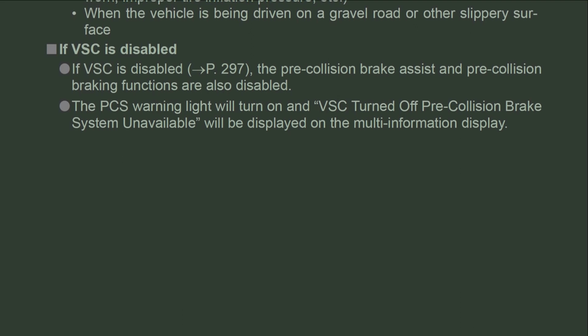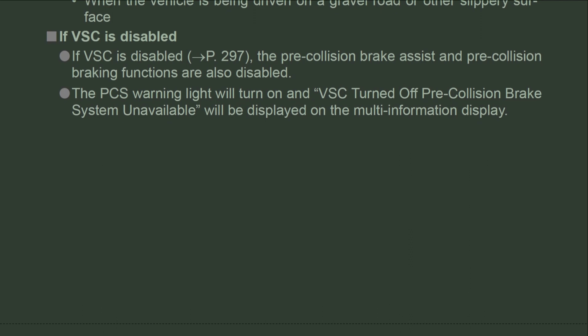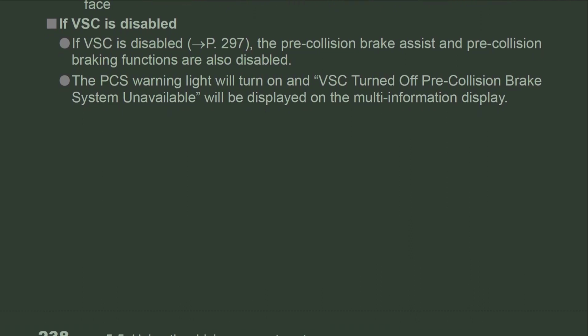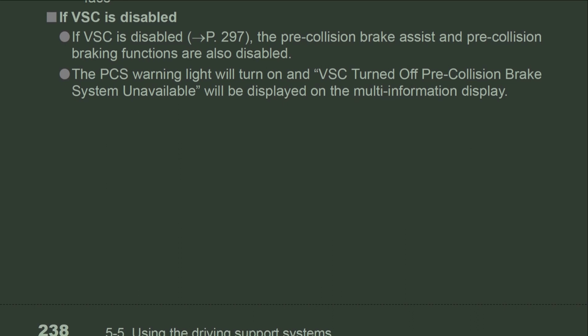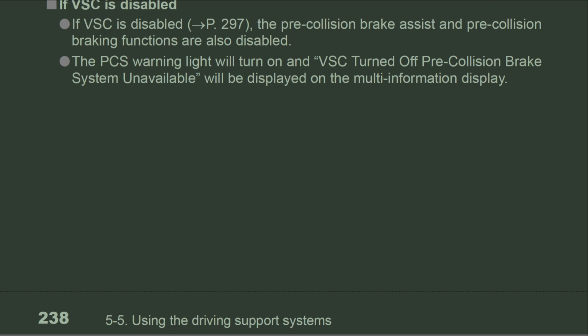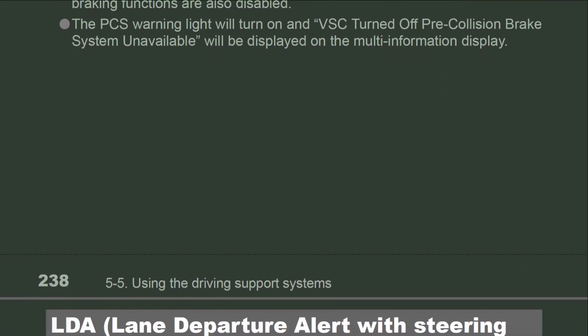If VSC is disabled. If VSC is disabled, the pre-collision brake assist and pre-collision braking functions are also disabled. The PCS warning light will turn on and VSC turned off. Pre-collision brake system unavailable will be displayed on the multi-information display.